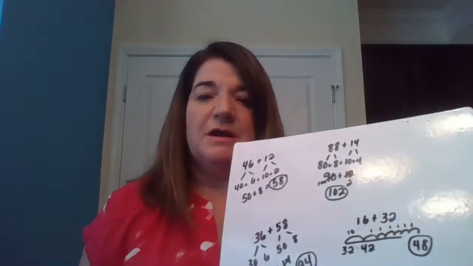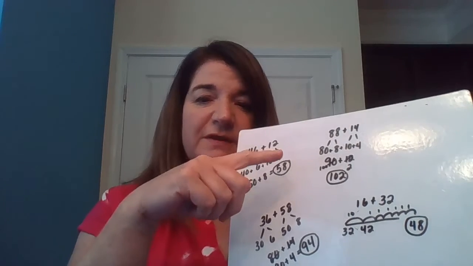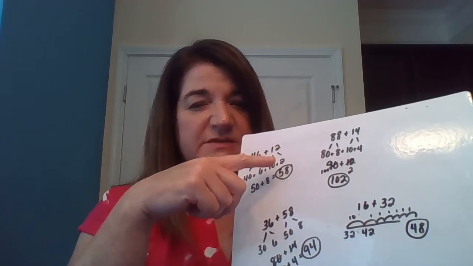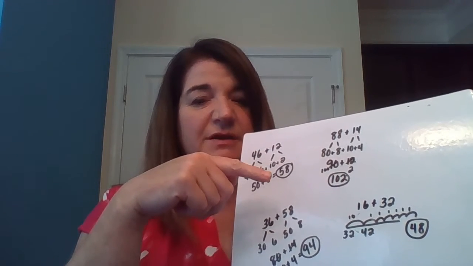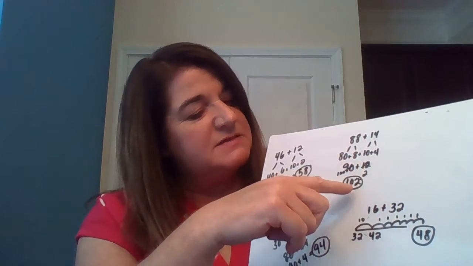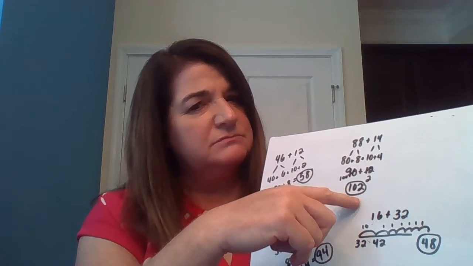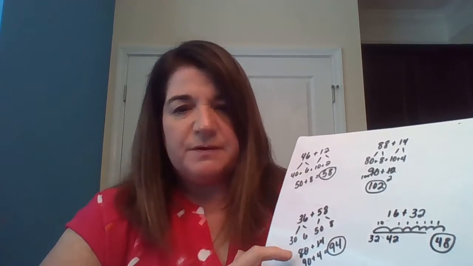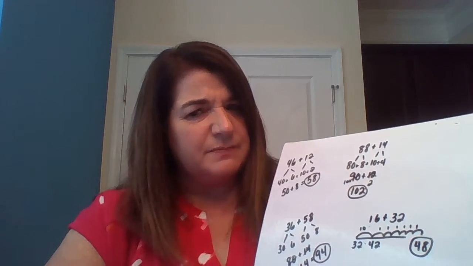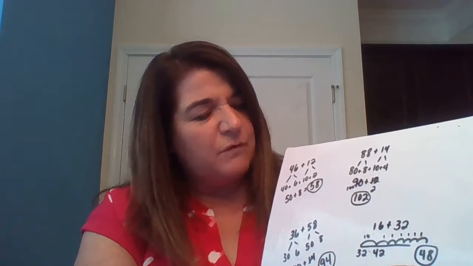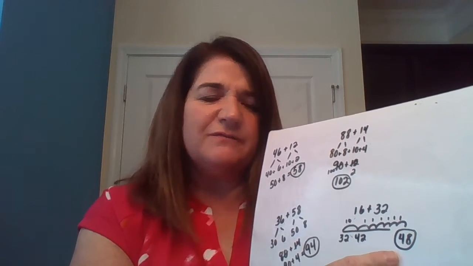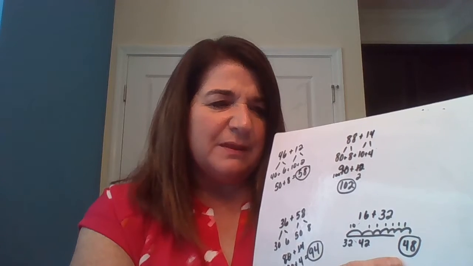Here's my work. My first problem was 46 plus 12, and I decomposed it and came up with 58. I kind of noticed that 46 was an even number, 12 was an even number, 58 also was an even number. 88 plus 14, my sum was 102, also an even number. 36 plus 58, my sum was 94, also an even number. 16 plus 32, 48. I kind of have a theory that if I add 2 even numbers together, I'm going to get an even number. What do you think? Did you find that out also?